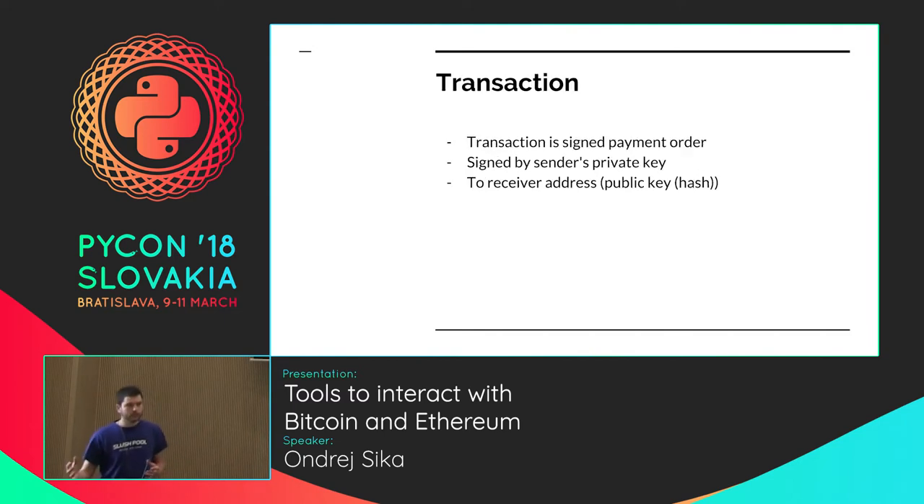If you have a wallet, you can sign the transaction. The transaction is basically a signed payment order, signed by your private key. A transaction has two parts, inputs and outputs. If you want to send money from one address to another, you use the private key for the sending address, and send this piece of data to the Bitcoin network. When the miners approve this transaction, the Bitcoins will be on the next address.